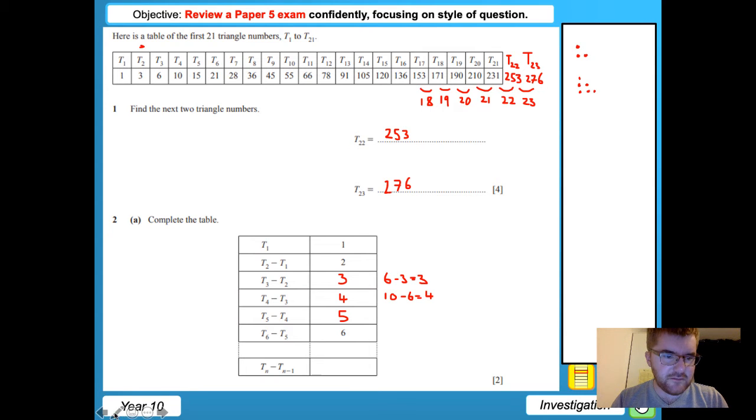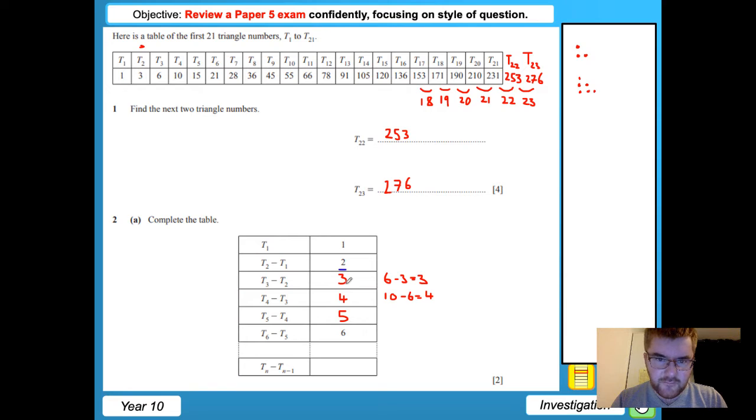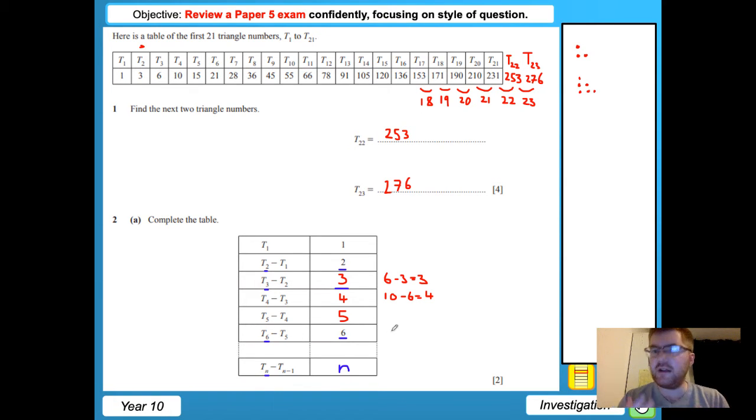Notice, and I'll change the pen colour because that's fun, that this 2 is equal to the 2 here. 3 here is equal to the 3 here. This 6 here is equal to the 6 there. So whatever this number is must be the same as what's here. So we're going to write n here because it's the same as this here. Okay, so again, slightly strange question if you're not used to these, but it's just looking for patterns. This is the key thing with the investigation paper.